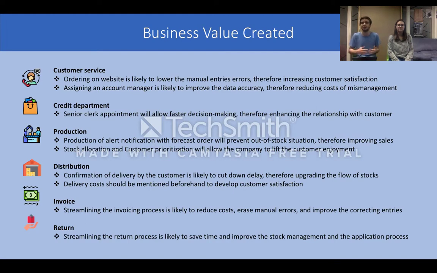by erasing manual errors. And last but not least, when it comes to the return process, streamlining the return process is likely to save time and also improve the stock management.